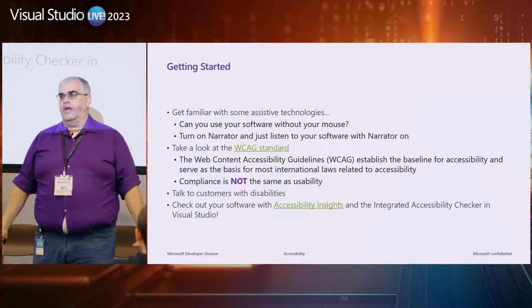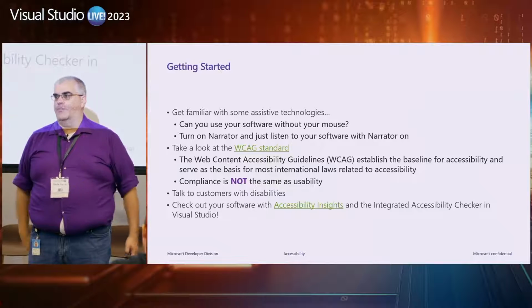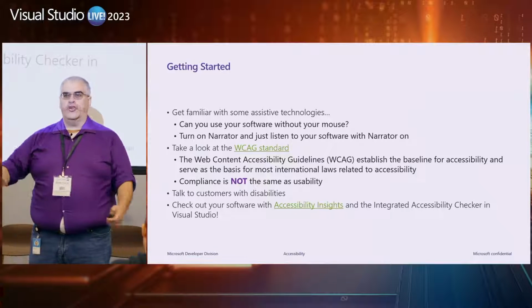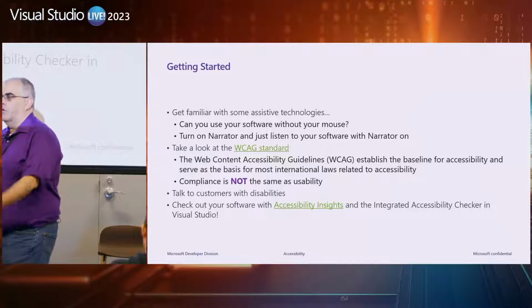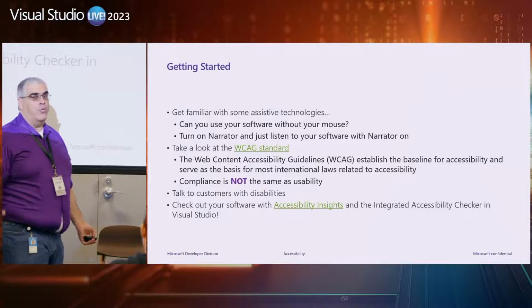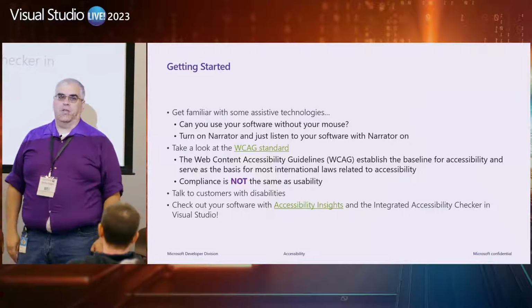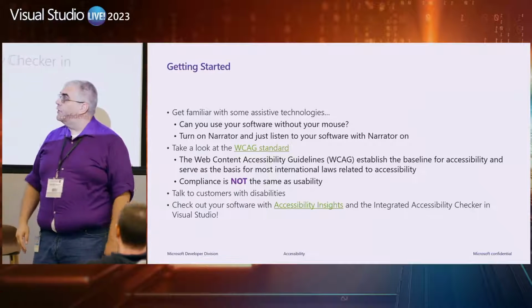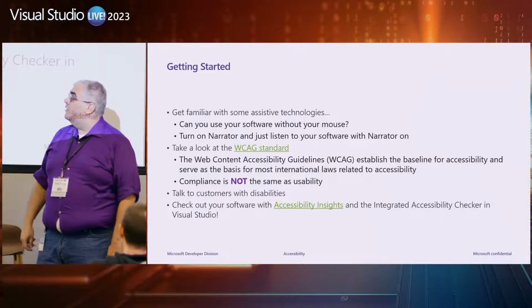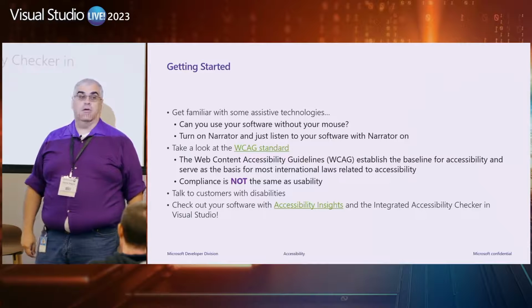They might be very eager to talk to you and share what their experience is. Take advantage of that one, because if they're already showing that eagerness, talk to them. The worst they can do is say no, they don't want to talk, but if they're willing to share, you can get a lot of value from it. And that's how we have found a lot of people to talk to over the years. Lastly, check out your software with Accessibility Insights and the Integrated Accessibility Checker in Visual Studio.